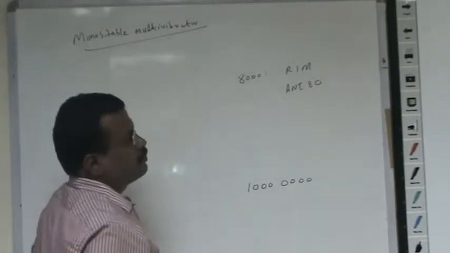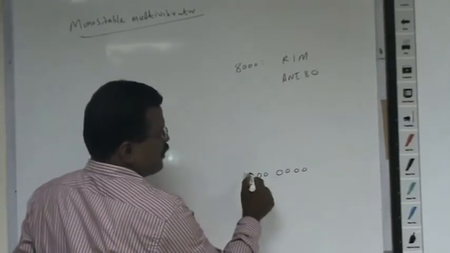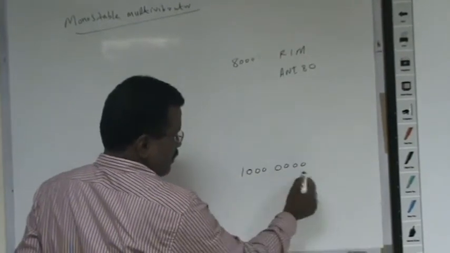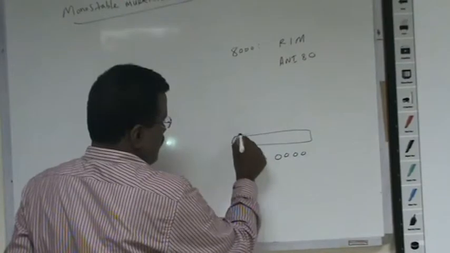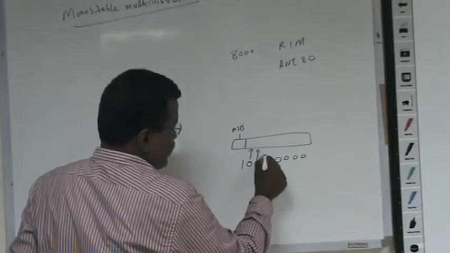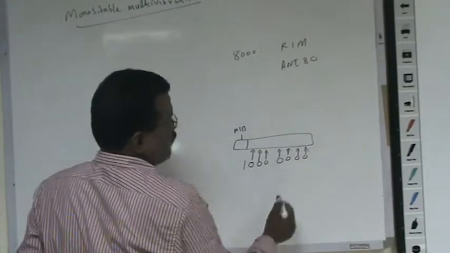100000000. Now I am ANDing this 80 with the content of the accumulator. So this is called masking. See, this is the content of the accumulator. Here is the value of MSB, and all other bits are ANDed with 0. So voluntarily I am masking all other bits except MSB.